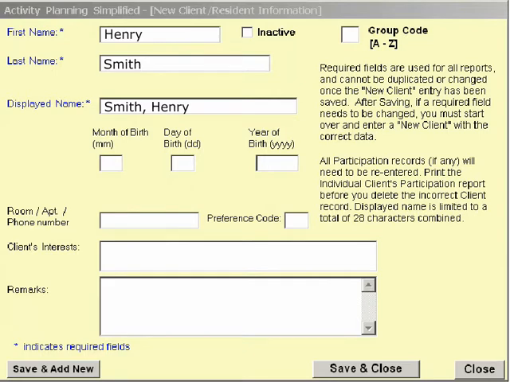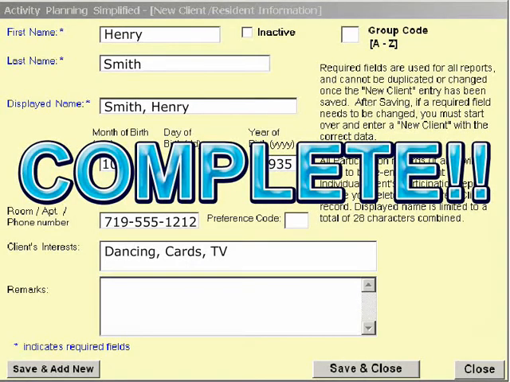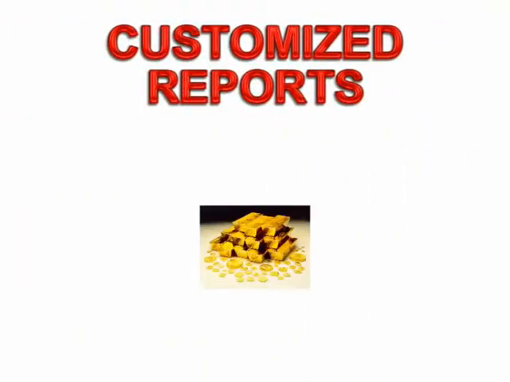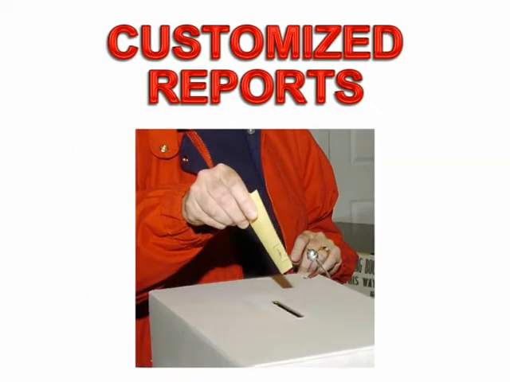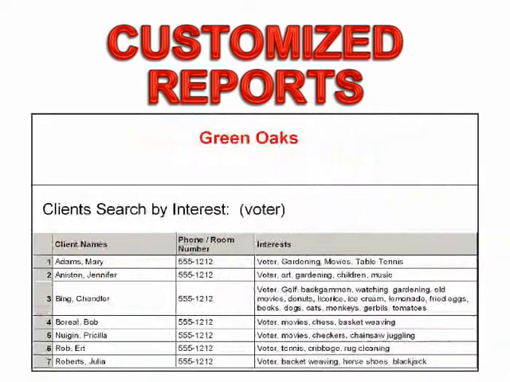While you can certainly stop there and save the information by clicking on the Save and Close button, many users enter the date of birth, room number and telephone number, and interests. You can enter each of your residents' information using this screen, and after a short time, your client list is complete. Now here comes the good part. Once your client list is completed, you can create customized reports that are worth their weight in gold. For example, if an election is coming up, you can search for all residents who are registered voters, and then create a report, like this one.